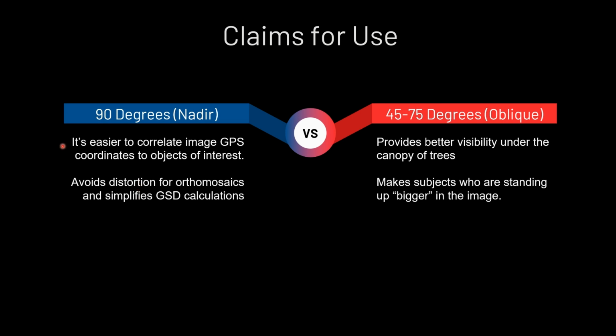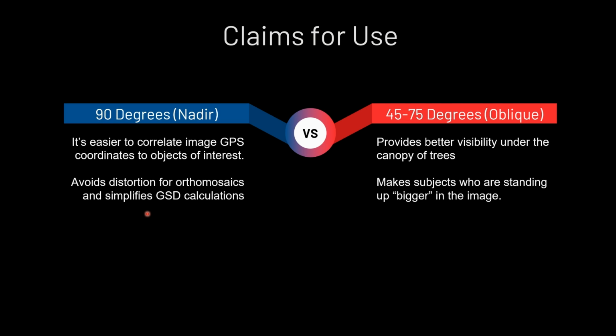Claims on the -90 degree side of things, as we said in the beginning, it's easier to correlate image GPS coordinates to objects of interest. The GPS coordinates that are stored in the image correspond to where the drone was when the image was taken. Well, at -90 degrees, the drone is dead center in the image, so everything has that reference point as the starting point for determining its actual ground location.